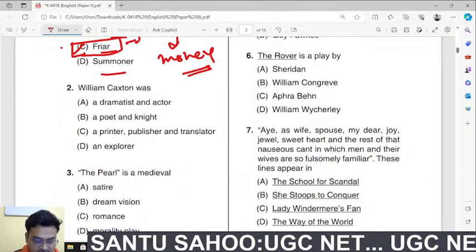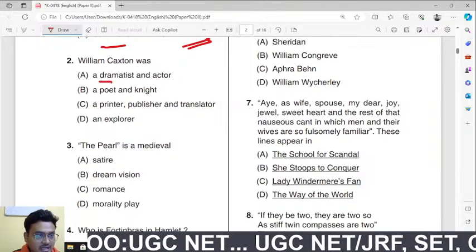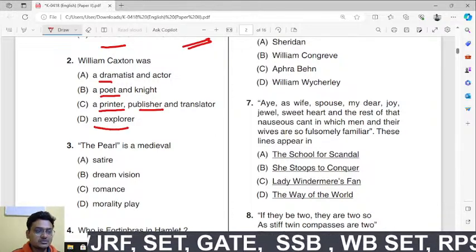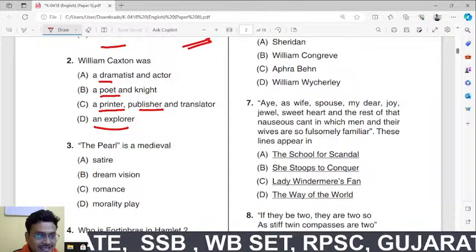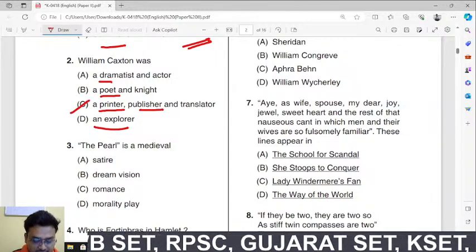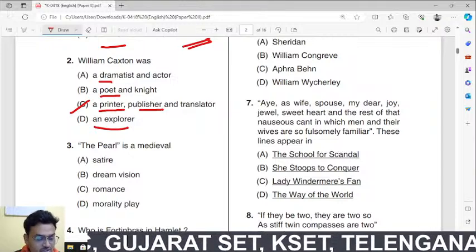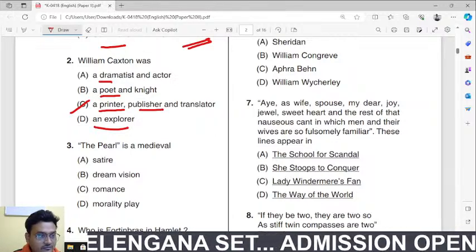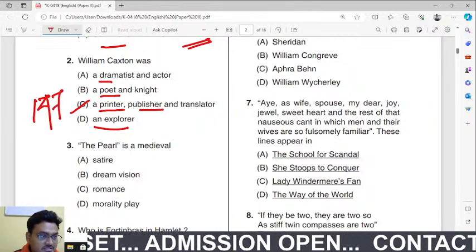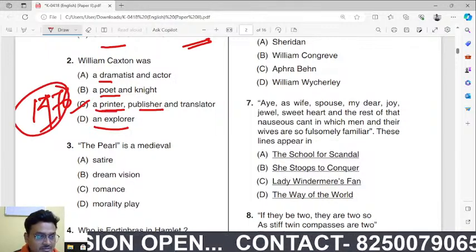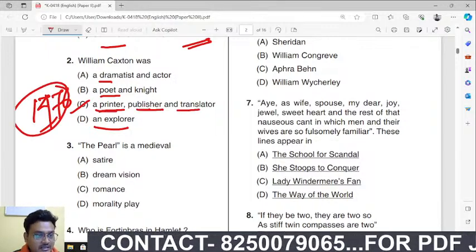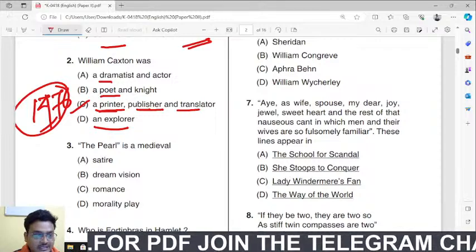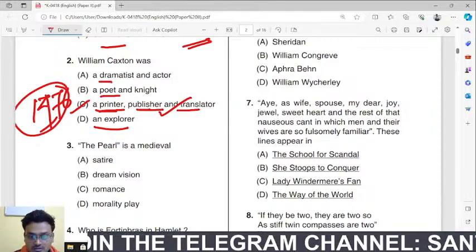Okay. William Caxton was a dramatist, actor, poet and knight, a printer, publisher and translator, or explorer? William Caxton, you all know, was an English printer, publisher and translator, and he was the first person to introduce the printing press into England in 1476. So William Caxton was a printer, publisher, diplomat and translator who introduced printing for the first time in England in 1476. So C is the right answer.